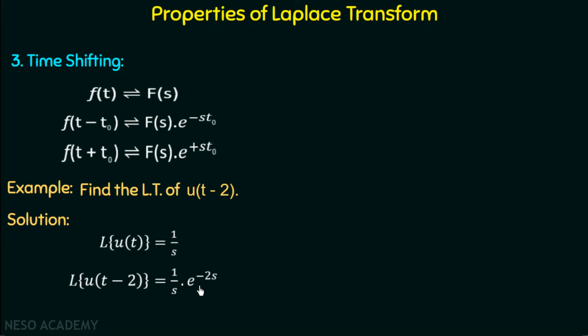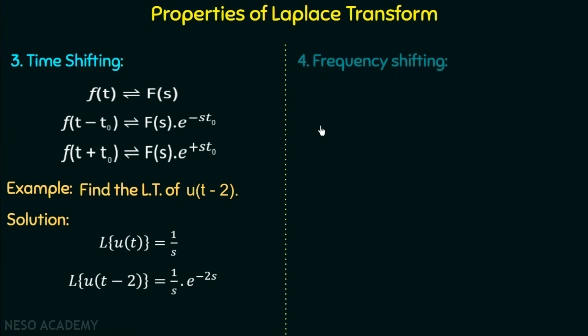So now we are done with the time shifting property, and we will now move on to the next property, which is the frequency shifting property. And as the name suggests, we will now perform the shifting in the frequency domain. And that's why this property is also known as shifting in S domain.